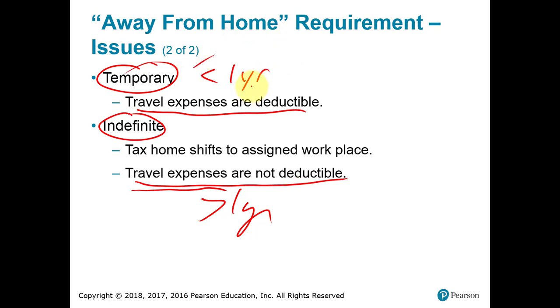Could be maybe more than a year with other circumstances added in, or could be indefinite if it's less than a year, again, based upon the facts and circumstances. But this is just a general rule. Less than a year, temporary, deductible travel expense. More than a year or permanent, no travel expense. Maybe a moving deduction, not a travel deduction.